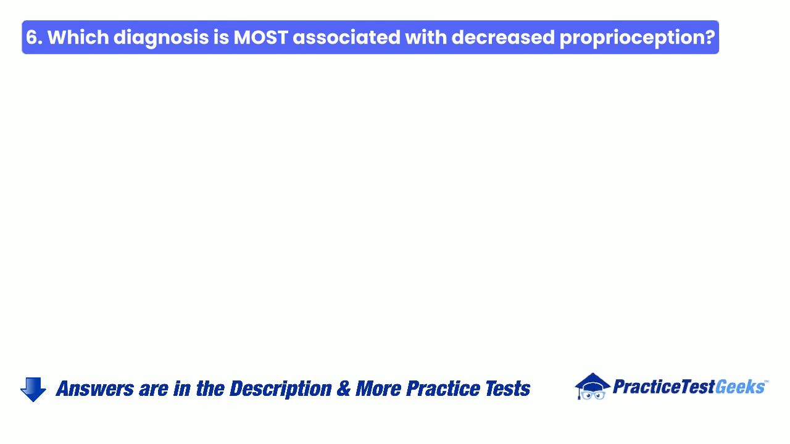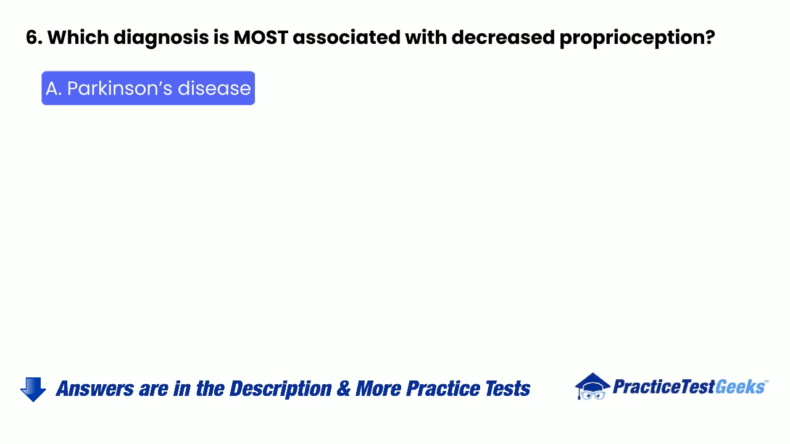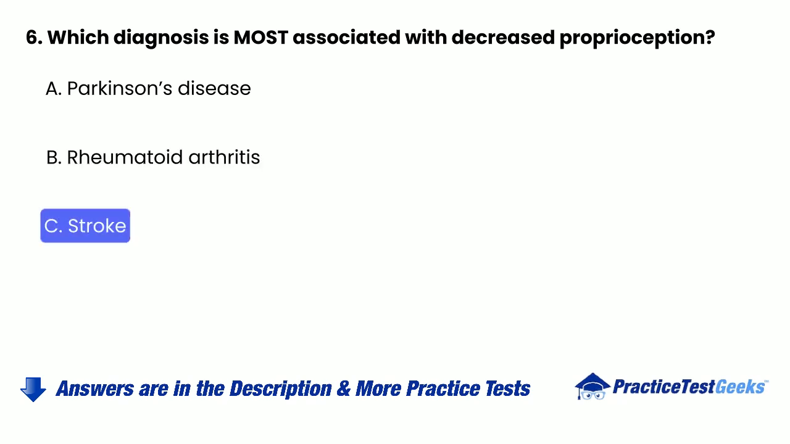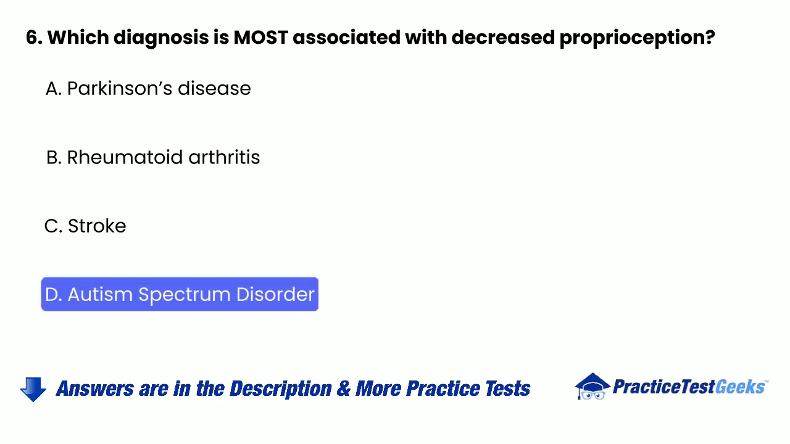6. Which diagnosis is most associated with decreased proprioception? A. Parkinson's disease. B. Rheumatoid arthritis. C. Stroke. D. Autism spectrum disorder.